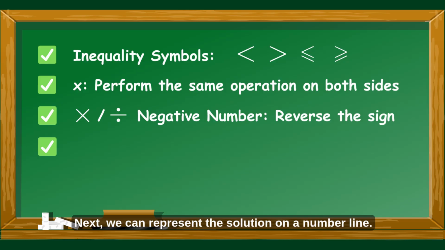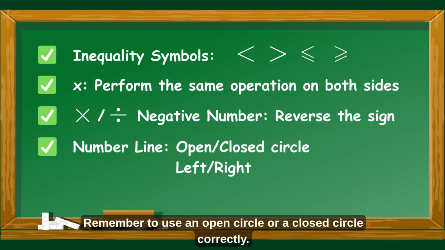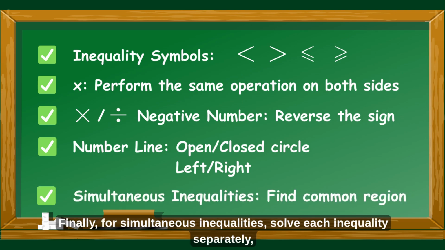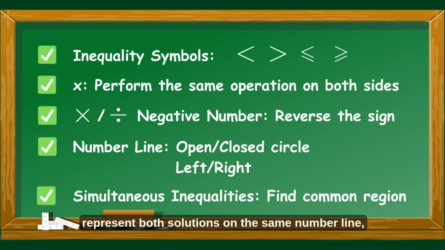Next, we can represent the solution on a number line. Remember to use an open circle or a closed circle correctly. Finally, for simultaneous inequalities, solve each inequality separately, represent both solutions on the same number line, and identify the overlapping region, which is the common solution to both inequalities. These are the key points to remember for this topic.